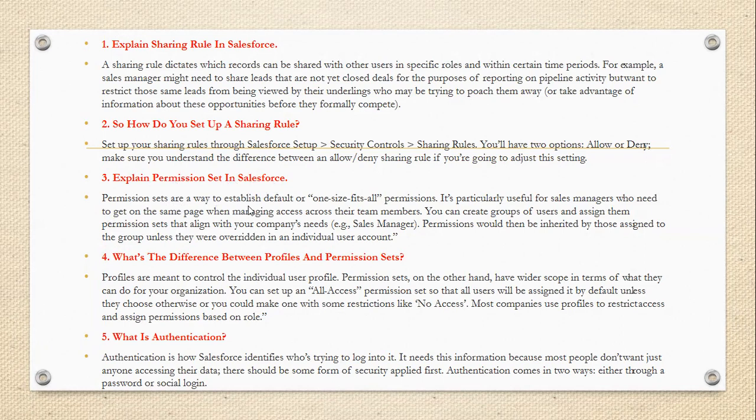Permission sets are a way to establish default or one-size-fits-all permissions. They are particularly useful for sales managers who need to get on the same page when managing access across their team members. You can create a group of users and assign them a permission set that is aligned with your company needs. Sales manager permissions would then be inherited by those assigned to the group unless they were overridden in the individual's user account.